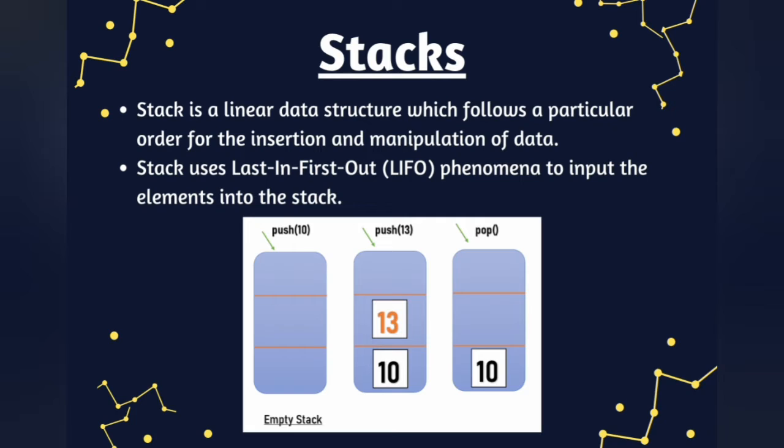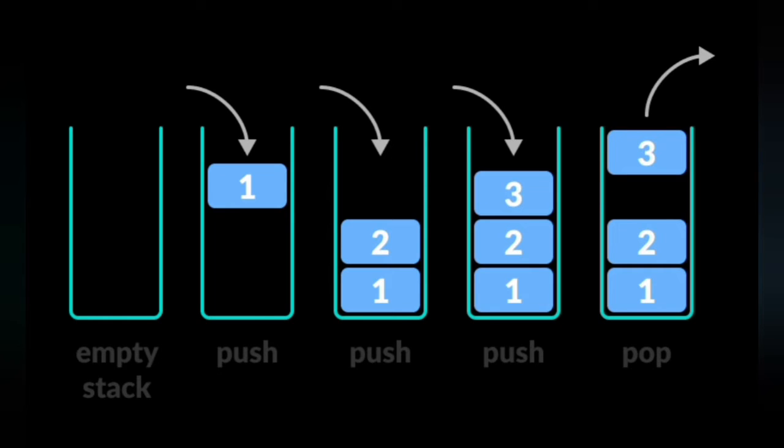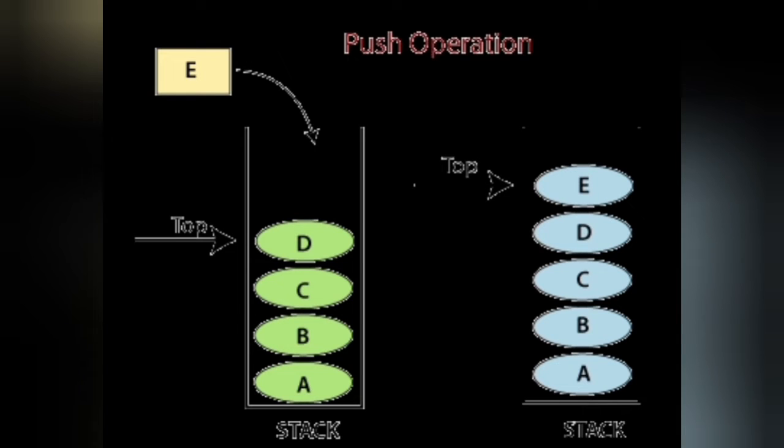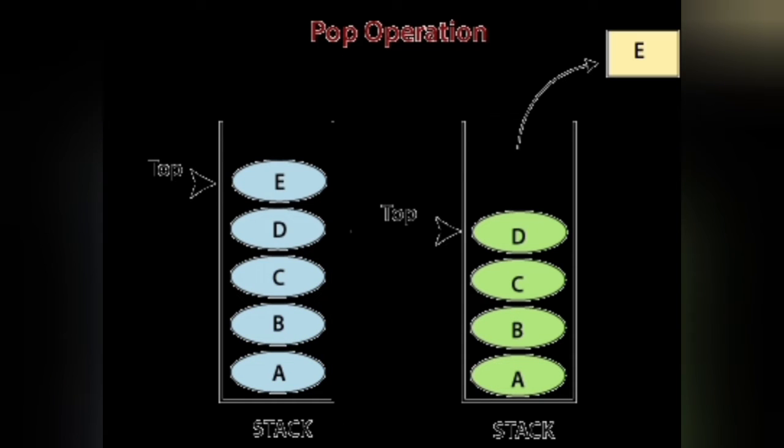You can see in the figure also an empty stack. Then into the empty stack we can push elements and they will be kept one on top of another, and the insertion can be done on the top. In the same way we can delete the element from the top itself. That is what is called pop. That's why stack is a LIFO structure.